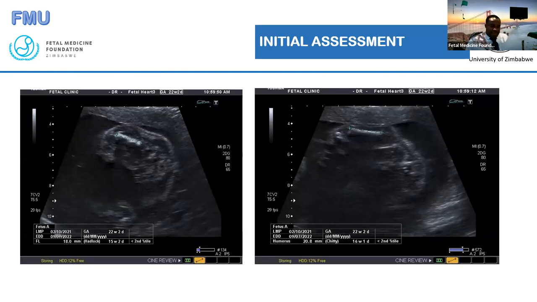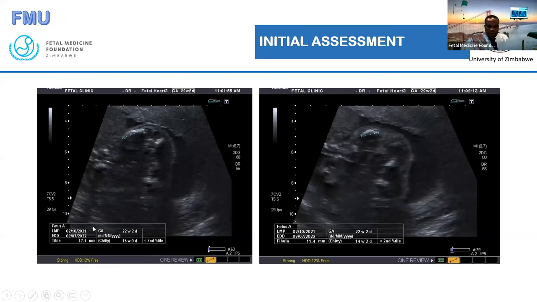So this was the initial assessment when we saw her, when she came at 22 weeks, 2 days. For the long bones, the femur there, we can see on the left side, that's a short femur there. After measurement, it was about 18 millimeters and it was below the second centile. The humerus was also measured, measuring 20, and was again below the second deviation. So with that in mind, we also know that if you get an early diagnosis of shortening of these limbs, it has a very lethal prognosis.